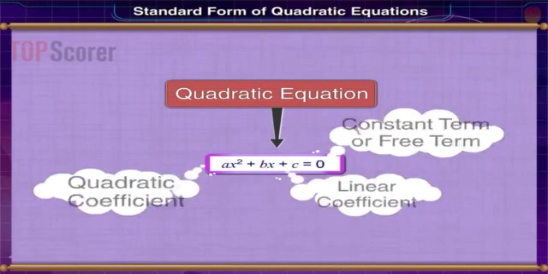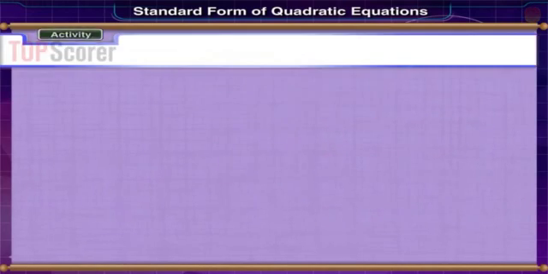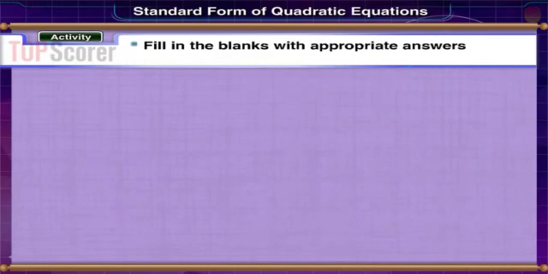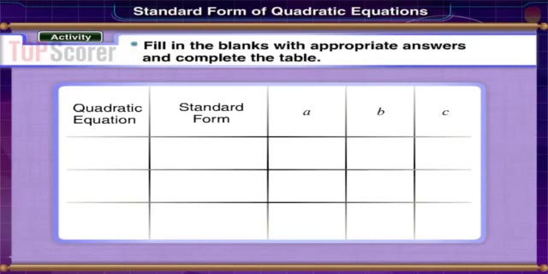Let us do an activity. Fill in the blanks with appropriate answers and complete the table. The quadratic equation x square minus 4 is equal to 0 is written in the standard form as x square plus 0x minus 4 is equal to 0, where a is equal to 1, b is equal to 0 and c is equal to minus 4.